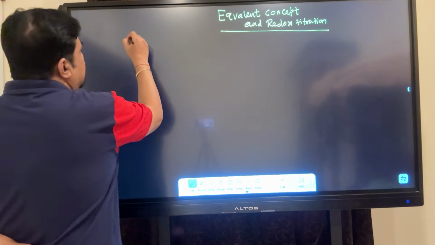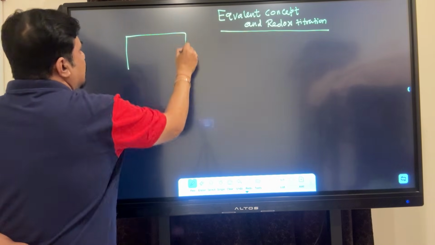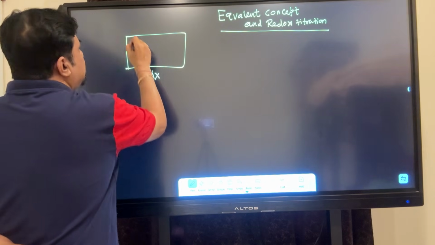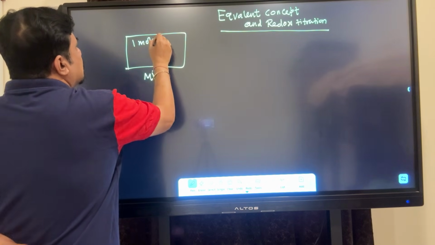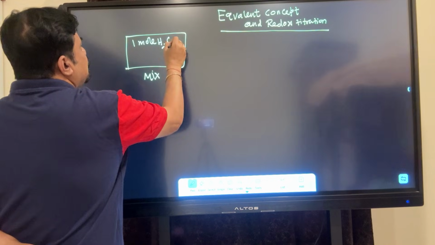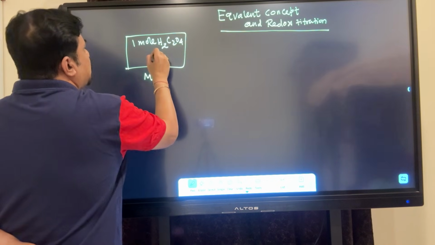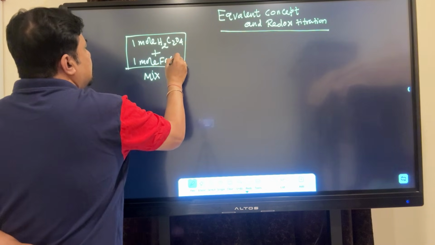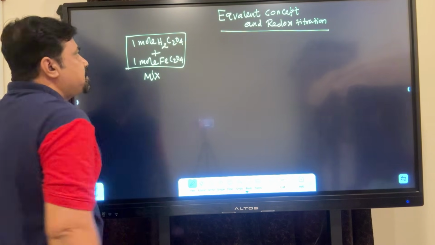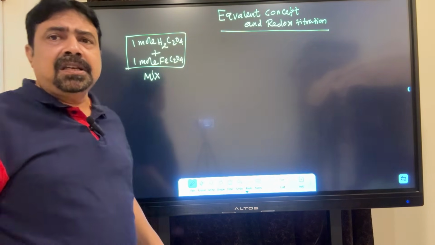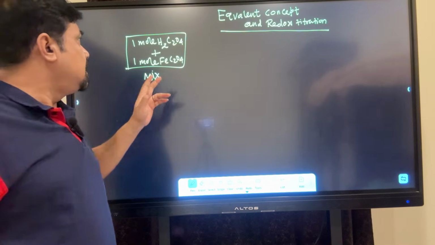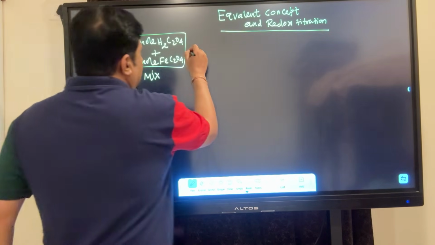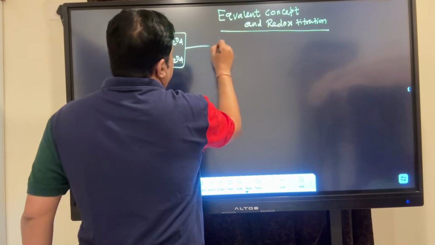So here I am taking a mixture, and in this mixture who is there? In this mixture we have 1 mole of oxalic acid, H2C2O4, plus 1 mole of ferrous oxalate, FeC2O4. This mixture was there. 1 mole of oxalic acid and 1 mole of ferrous oxalate. I am telling the two cases.